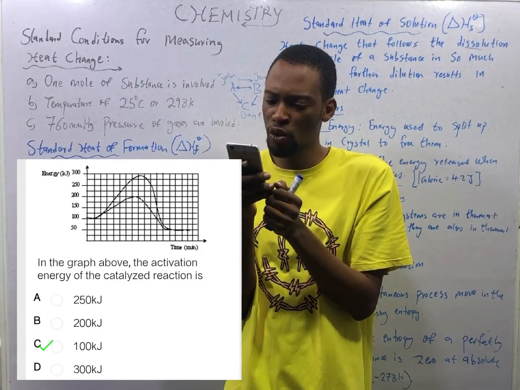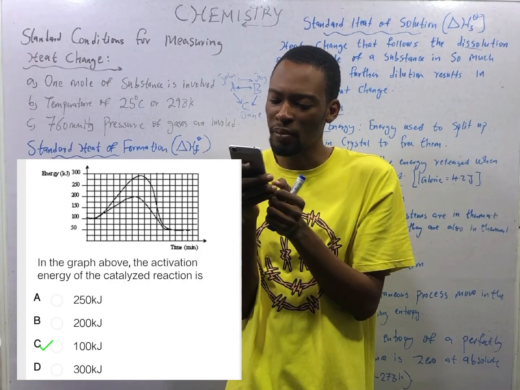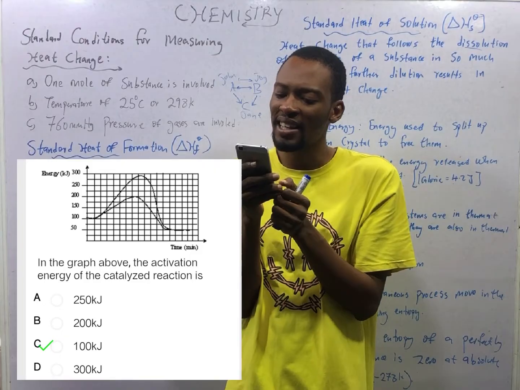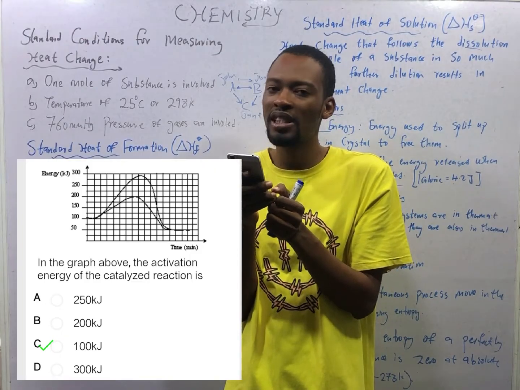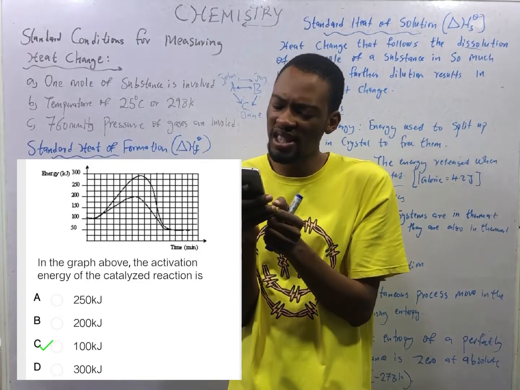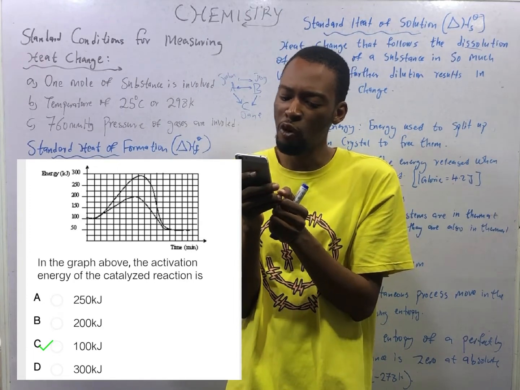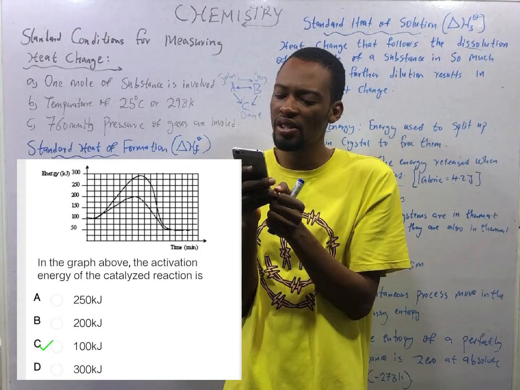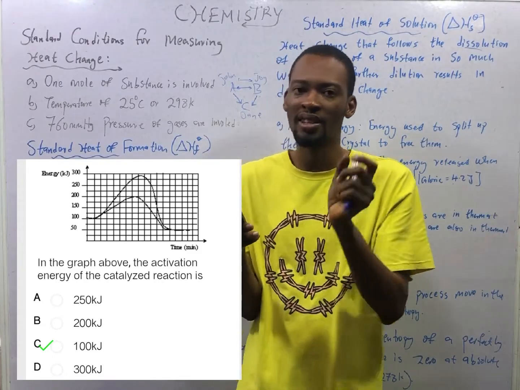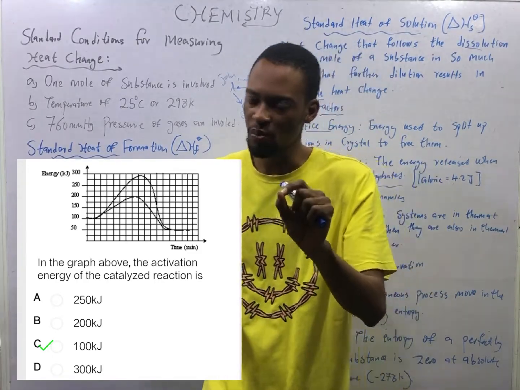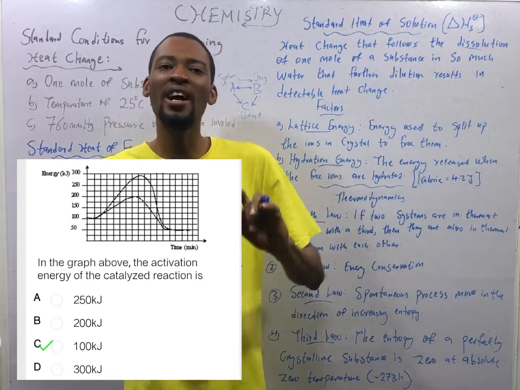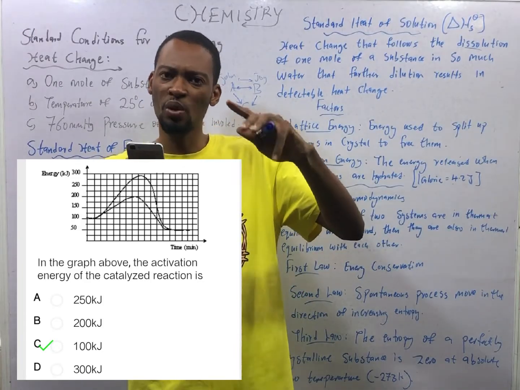It ends at 200. And where did it start from? It started from 100 and ended at 200. It did not start from 0. Since it started at 100 and ended at 200, therefore, the activation energy is 200 minus 100. That is 100 kilojoule. How about for the uncatalyzed, for the reaction that was not catalyzed?